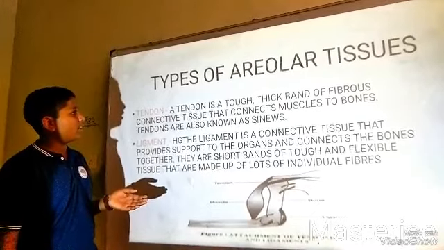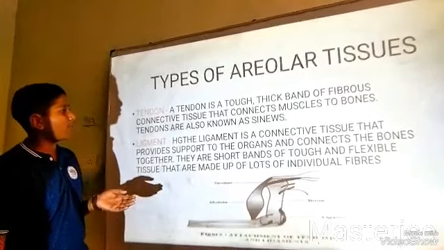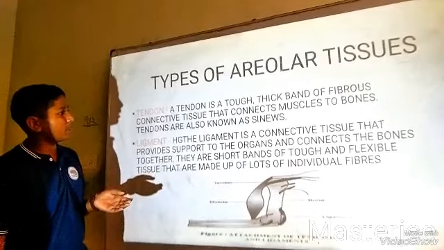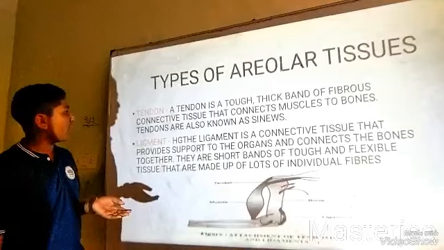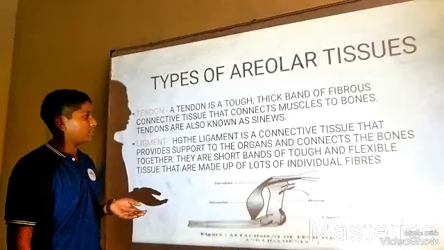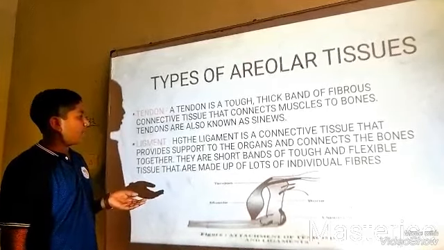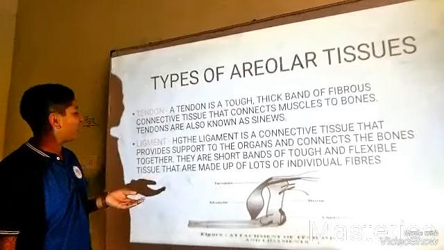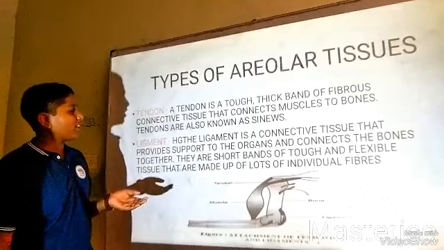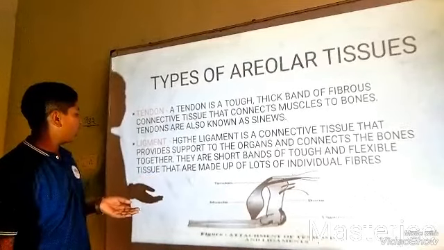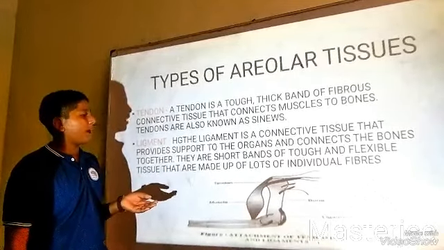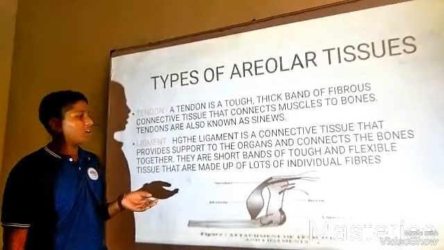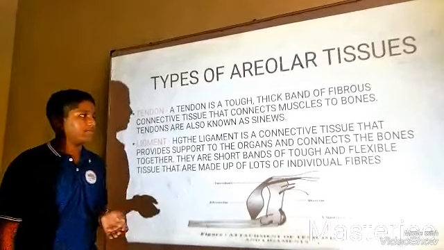A tendon is a tough and thick band of fibrous connective tissue that connects muscles to bones. Tendons are also known as sinews. Ligament. A ligament is a connective tissue that provides support to the organs and connects the bones together. They are short bands of tough and flexible tissue that are made up of lots of individual fibers.